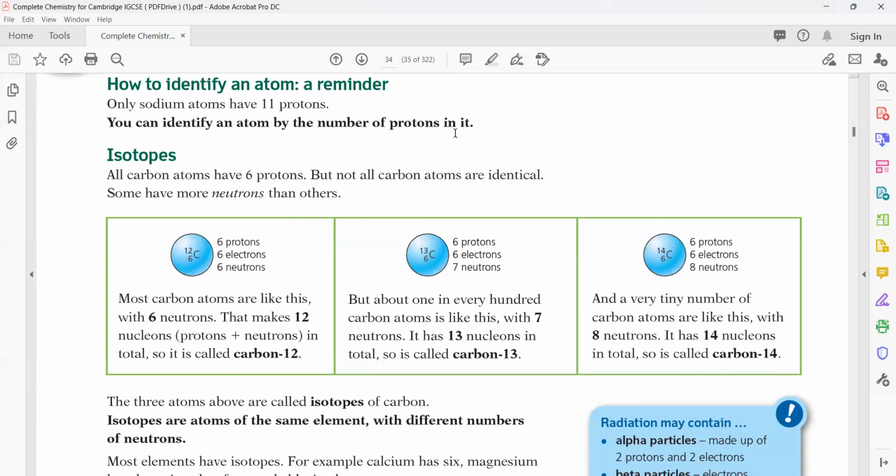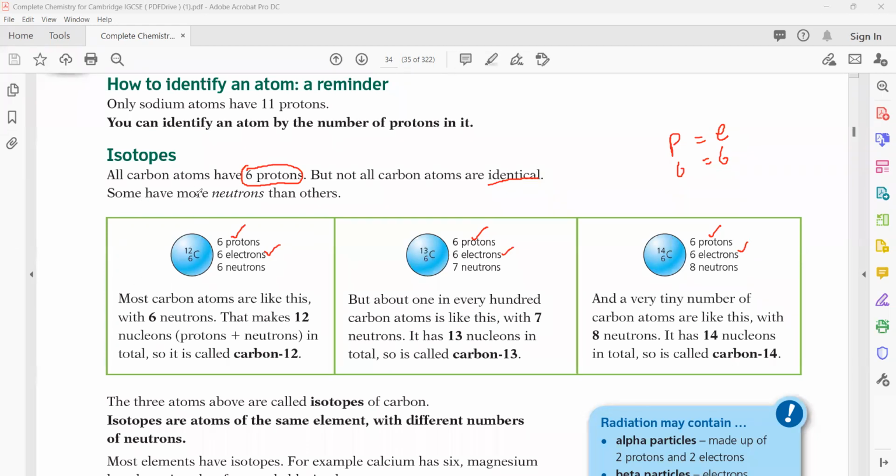Look. All carbon atoms have 6 protons, but not all carbon atoms are identical. How? Is it possible? There are 6 protons, 6 protons, 6 protons. It means protons are always equal to electrons, so 6 protons, then 6 electrons also. But it mentions here that they're not identical. Okay, let's see what's the difference.